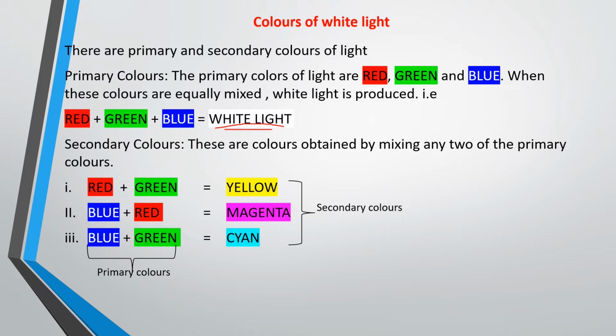Then secondary colors, you get them when you combine any two primary colors. So for the secondary colors, yellow is gotten from red and green lights. Where a red light and green light are combined, you have yellow color. Red and blue will give you magenta color. Blue plus green will give you cyan. So all these are secondary colors, while these are primary colors. Alright, so please, you need to take note of that.